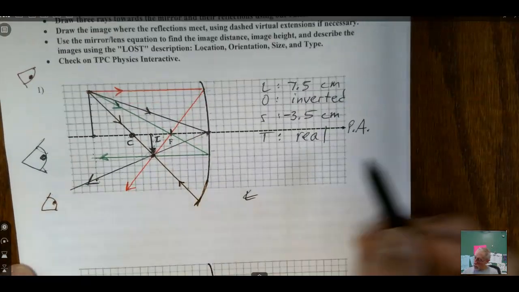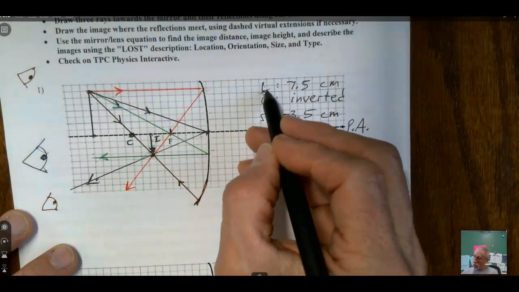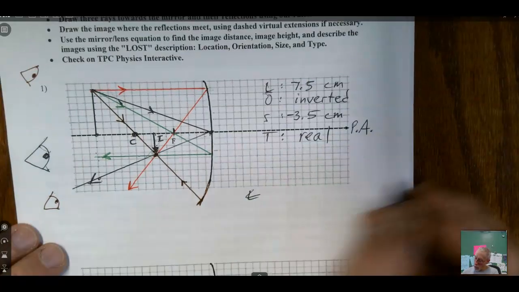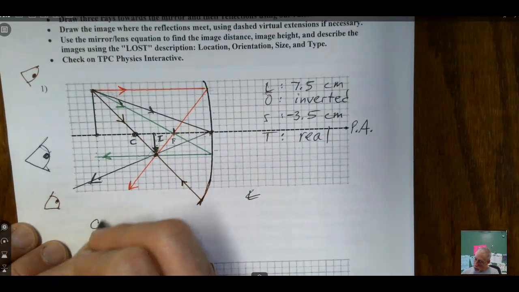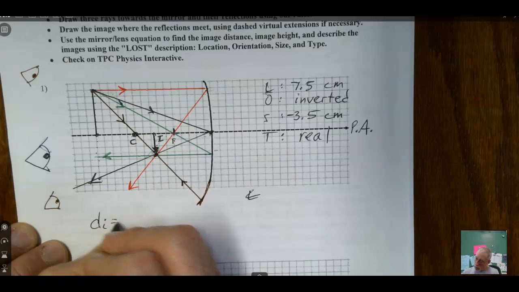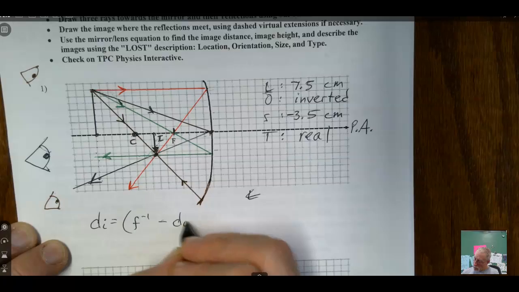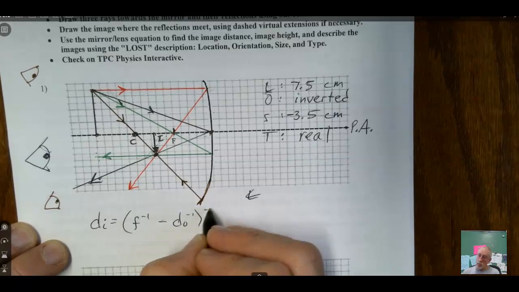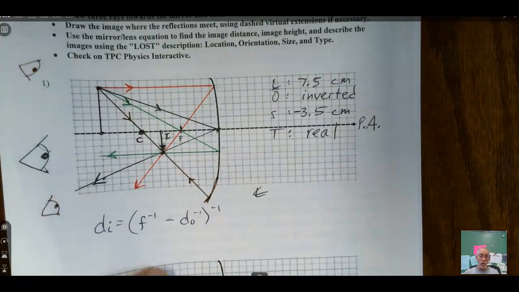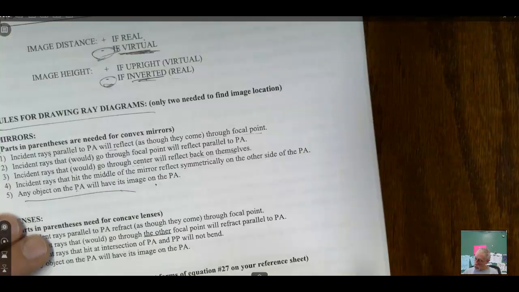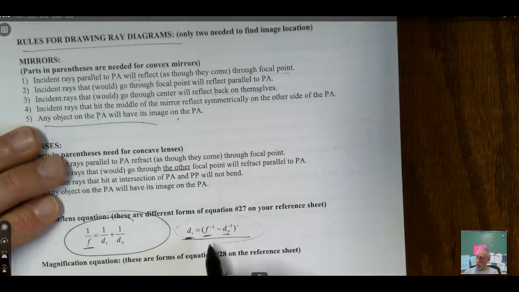All right, so let's dig into this. So the question again might be, what is the location of the image? So that's what we'll call the image distance, DI. And I'm copying the second form of the equation because it's more convenient, okay? Because it's already solved for what we want, right?